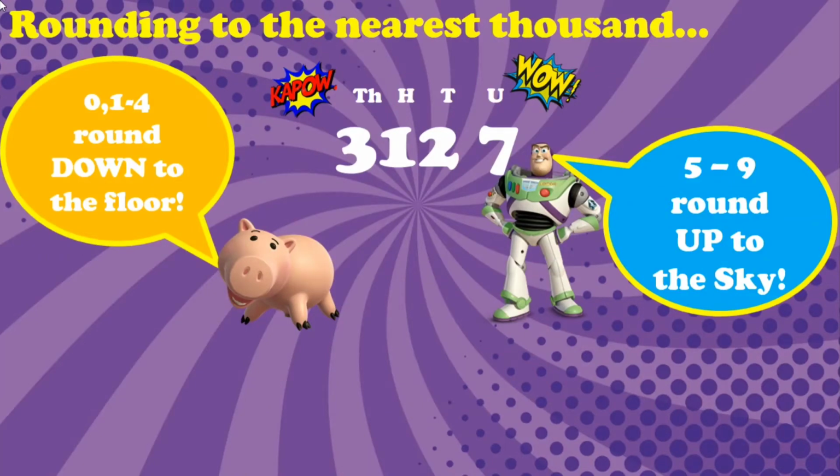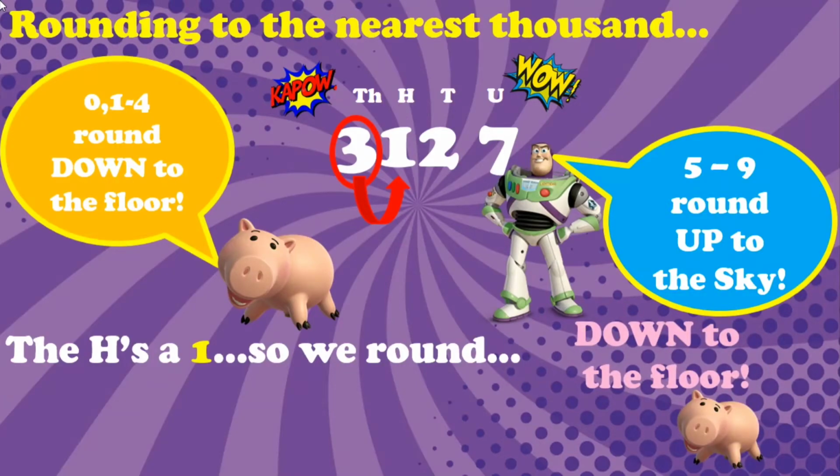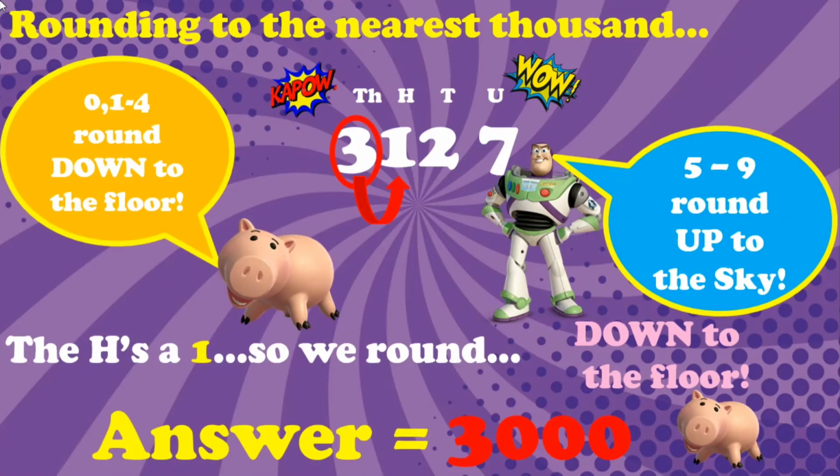Rounding to the nearest thousand, we need to highlight the thousand, which is the 3. But we look at the number before, which is the hundreds. The hundreds is a 1. So do we round down to the floor or round up to the sky? 0, 1 to 4, round down to the floor. 5 to 9, round up to the sky. Well, we round down to the floor. So if we round that down, your answer should have been 3,000.